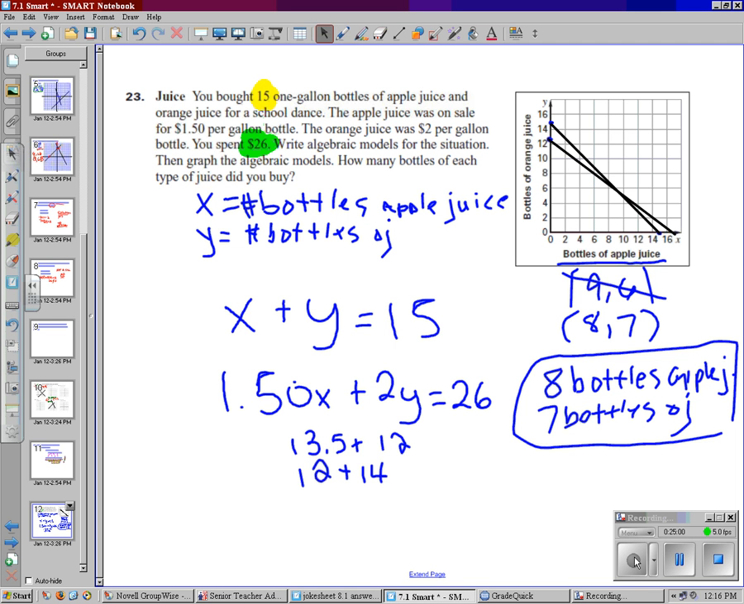You're going to do some graphing next with your partner. I'm going to have a joke sheet that you're going to work on.